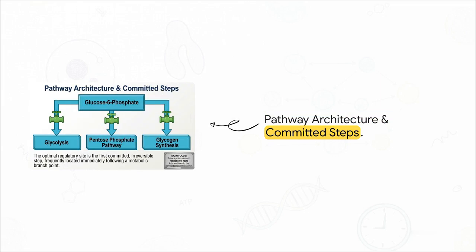So, architecturally speaking, where do you install those essential heavy-duty valves? The optimal spot is the first committed irreversible step right after a metabolic branch point. Look at glucose 6-phosphate here. It's got options: glycolysis, the pentose phosphate pathway, or glycogen synthesis. By placing the regulatory valve immediately after it chooses a path, the system guarantees that resources are locked in and routed to the exact right outcome without wasting any energy.